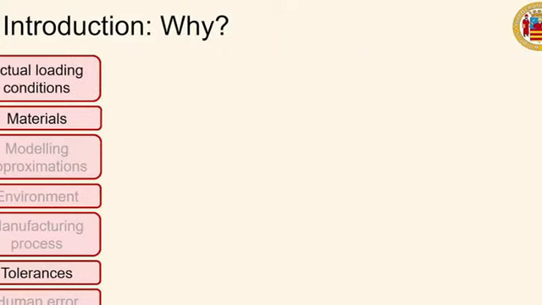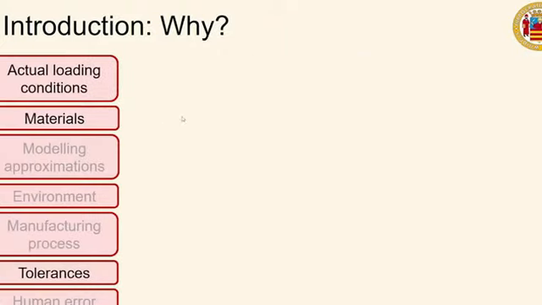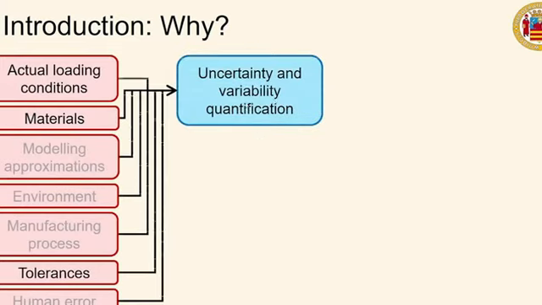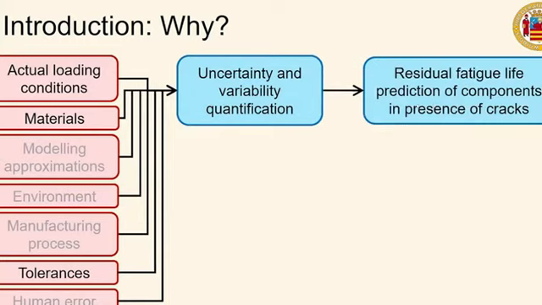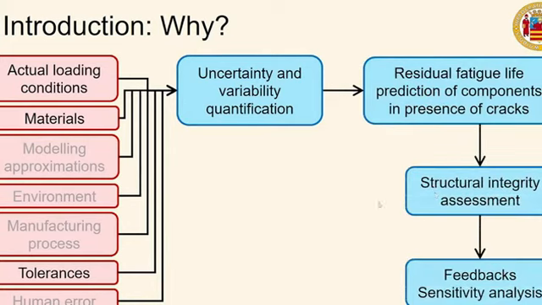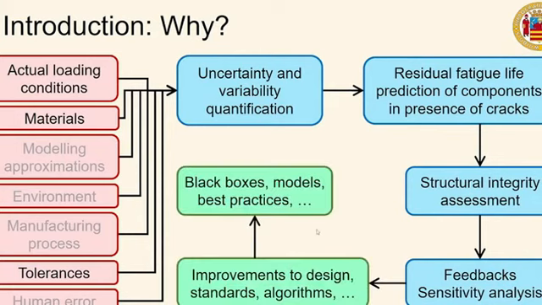So starting from what are generally called uncertainty or variability sources, in this work we try to quantify their impact on the residual life prediction accuracy of this component. The purpose is not only to get a quantification of their impact, not only to achieve a probabilistic and robust structural integrity assessment, but also to allow for a better comprehension of the fatigue crack growth process, understand what is important and what is not, so as to eventually suggest improvements to standards, algorithms, black-box models, and so on.